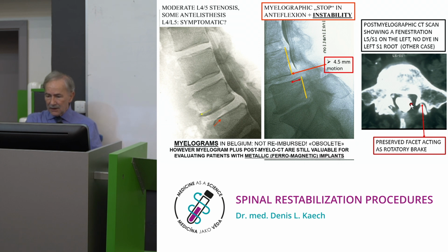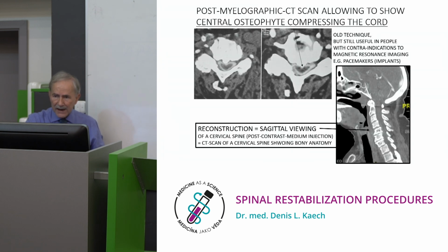A CT scan here, thecal sac well filled with CSF, the nerve root. This nerve root is missing because it was already operated. You have some little scarring. And I show this picture to show you this part of the bone where the superior facet of S1 goes up and blocks the inferior facet of L5. That means here this bone works as a rotatory brake. It prevents extreme rotation.